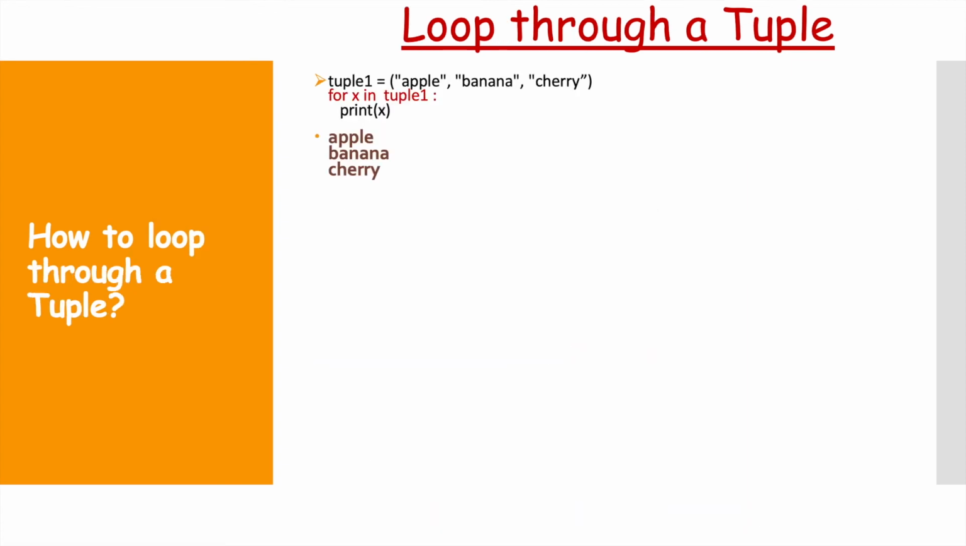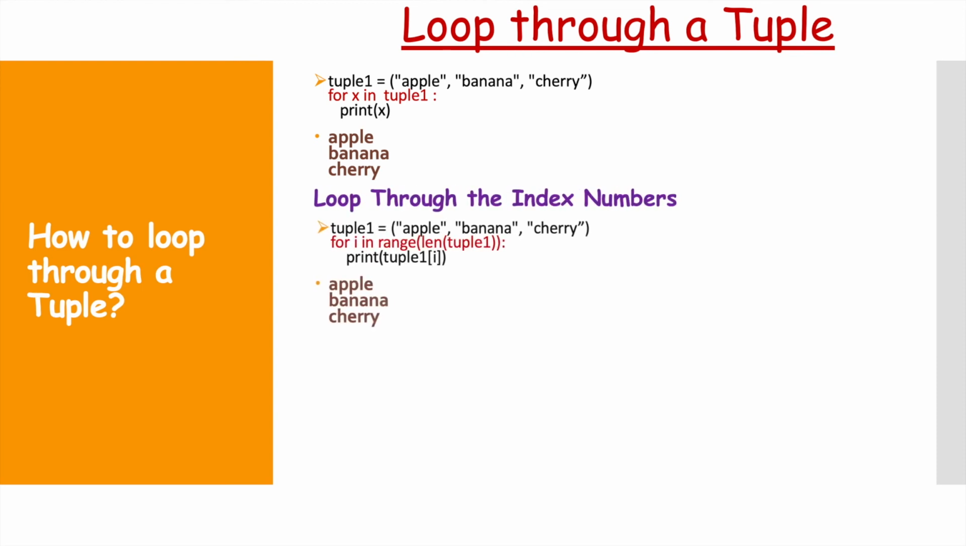Now let's see how to loop through a tuple. In this example, you are looping through all the tuple items by using the for loop. That is, for x in tuple 1, you are printing x, where you're getting the values as apple, banana and cherry. Another way of doing it is using the index values. You are using the for loop, and in this case you're using i, that is the index value, from 0 to the length of the tuple. It will always be 0 to length of tuple -1. So you're printing the tuple items using the index value.